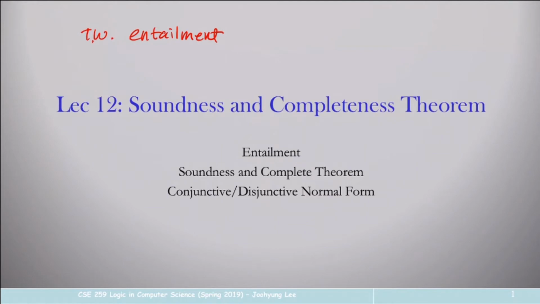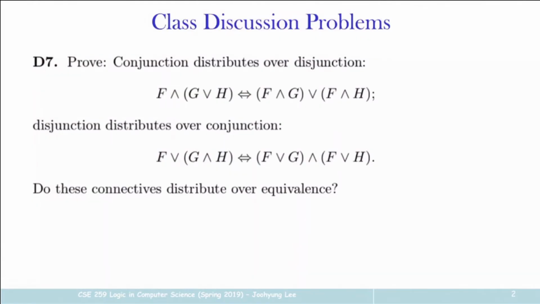We have 2 open problems, and one is to prove whether conjunction is distributive over disjunction and disjunction is distributive over conjunction. And here, the symbol that you see is the two-way arrow. This is the equivalence. For those of you who remember, this equivalence means that when you apply the interpretation, their truth values are the same. So by the definition of equivalence, what you have to show is that their truth values are the same when you apply every interpretation.